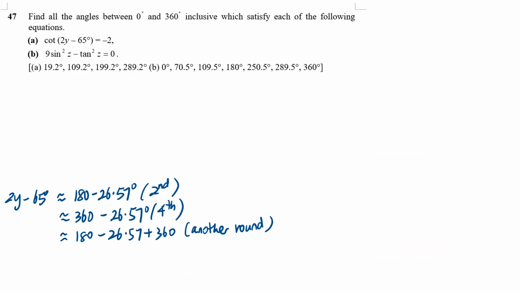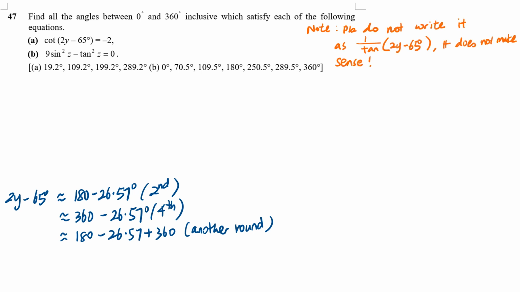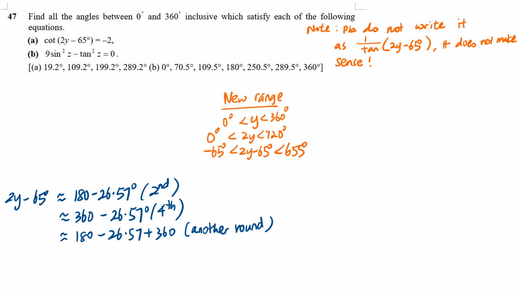Alright, don't fall asleep. We're coming to the end very soon. Let's look at question 47. Same concept but a different kind of questioning. In this case, you're supposed to solve cotangent bracket 2y minus 65 degrees equals to negative 2. What is cotangent? Can you recall, cotangent x is actually the reciprocal ratio, which is equals to 1 over tangent x.